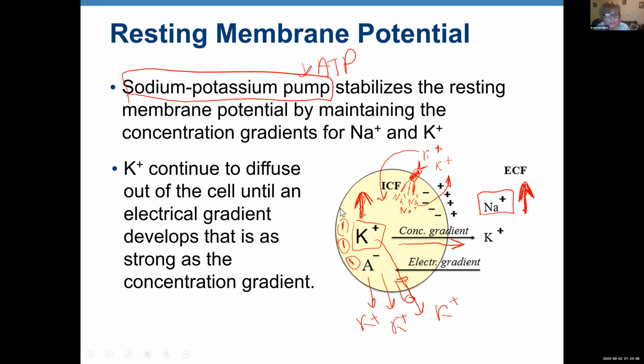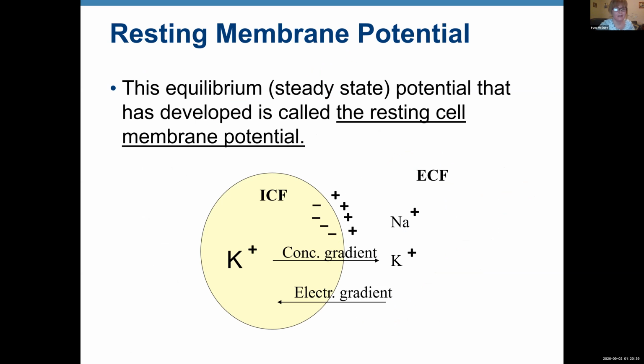Now we separated positive and negative charges. We separated them first by creating a chemical gradient, a concentration gradient, and then as potassium moves out, the electrical gradient tries to push it back in. When the concentration gradient equals the electrical gradient, then we have equilibrium, and that equilibrium we call the resting membrane potential. The equilibrium potential that has developed is called the resting cell membrane potential, right?